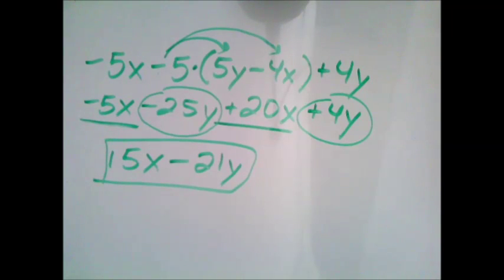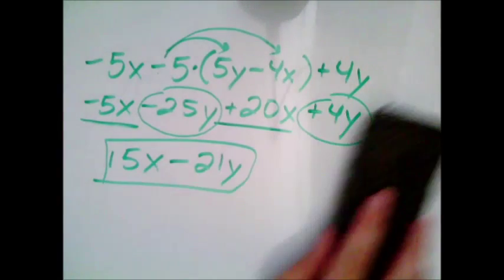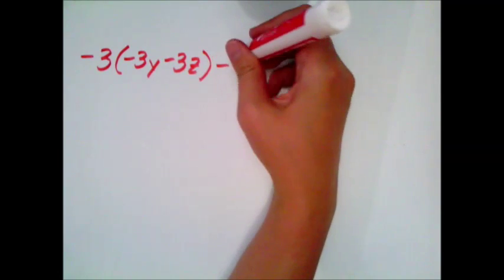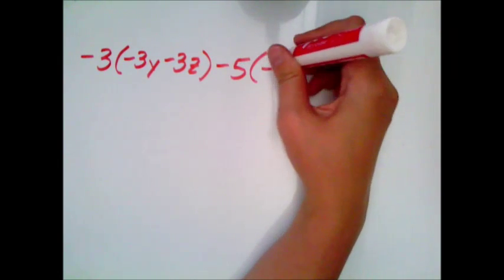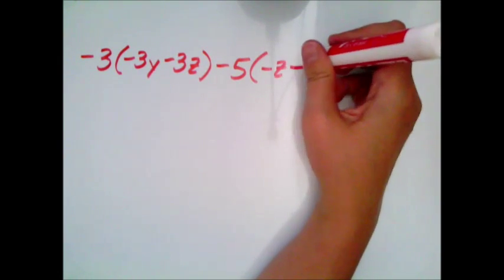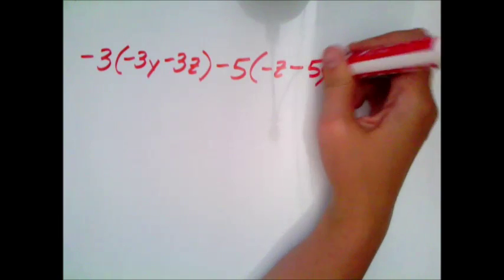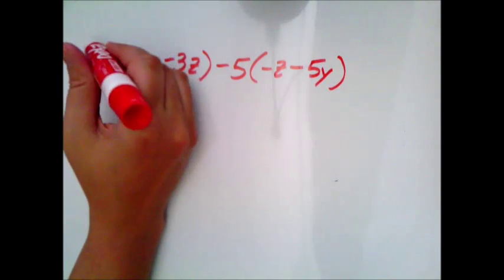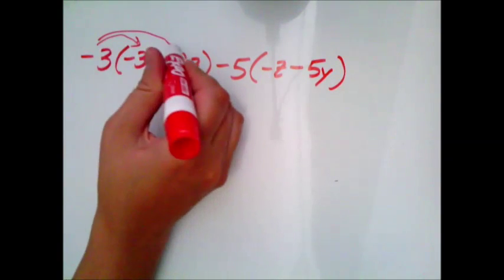So let's try another one that has maybe even more negatives. So -3, -3y minus 3z minus 5 times -z minus 5y. If you've ever seen people putting their little crosses through the z's like that, it's so that they don't look like 2's. Just many of the organizational things to not mix up little stuff.